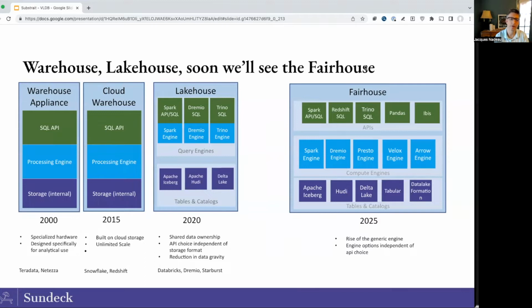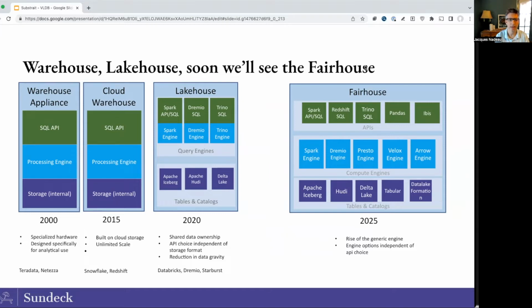If you think about going back to the original state of warehouses and warehouse appliances, the Teradatas and the Netezzas of the world, we had very coupled infrastructure. It was built on-prem, it was installed. You got a big server rack installed in your data center. And we shifted. There was a pretty big shift towards cloud warehouses. Snowflake has done very well with the cloud warehouse paradigm. Redshift also did well there.